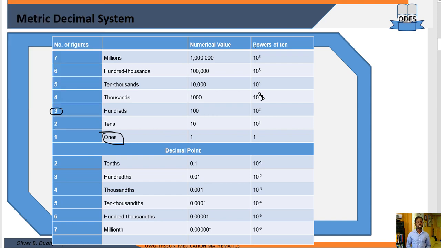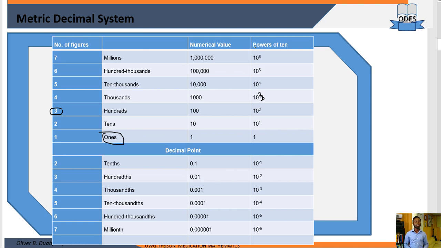The metric or decimal system, as we mentioned earlier, has to do with the measurement in powers of 10. And it always starts at ones. So with ones, this is 10 to the power 0. Now any number raised to the power 0 is going to be 1. And so 10 to the power 0 is 1. Then you move on to the tens, which is 10 to the power 1. So any number raised to the power 1 is the number itself, and so 10 to the power 1 is 10. Then you go to hundreds, which is going to be 10 to the power 2. You go to thousands, which is 10 to the power 3.